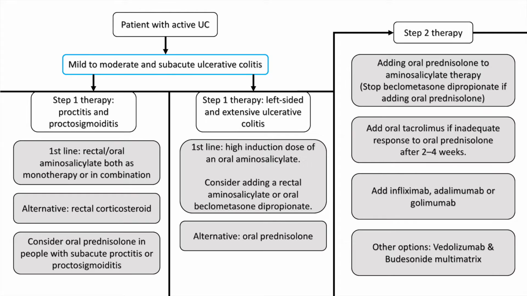In contrast, step 1 in patients with left-sided or extensive ulcerative colitis is a high induction dose of an oral aminosalicylate, with addition of a rectal aminosalicylate or oral beclometasone if necessary. Oral prednisolone is used as an alternative in patients who cannot tolerate aminosalicylates. Finally, step 2 is the same regardless of the location of the inflammation. Pause the video and have a look at the diagram to understand all the steps.